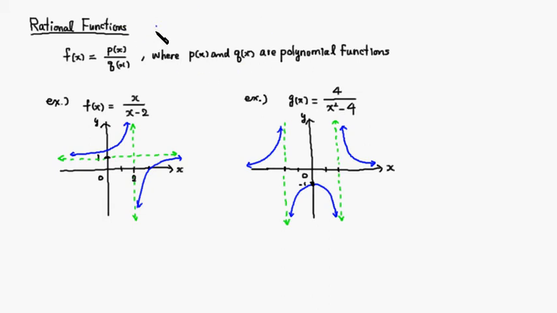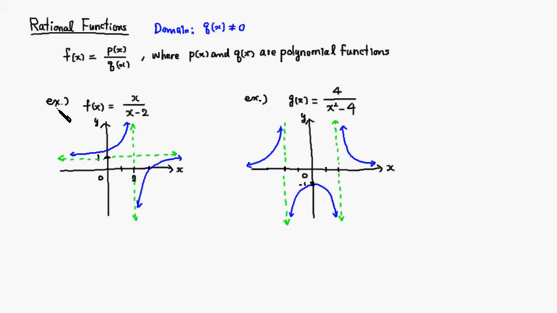And if you want to find the domain of this rational function, the domain is all real numbers where the denominator, q of x, is not equal to 0. All right? So let's look at a couple of examples.